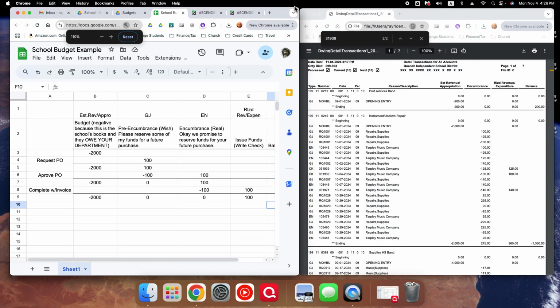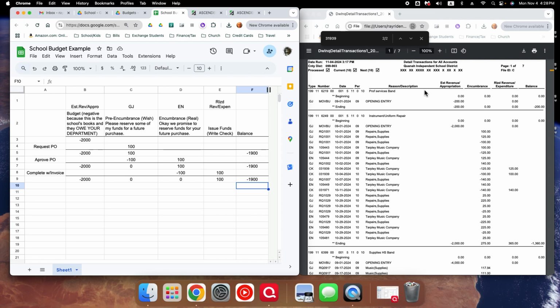And I'm going to make that column a little smaller. Okay, here is a real one. So here's the $2,000. That's the opening entry for instrument repair, minus $2,000. There it is. I requested a PO, and it was the very first one that I did that year, or something, I don't know, 1001. It's $100. There's that positive amount.